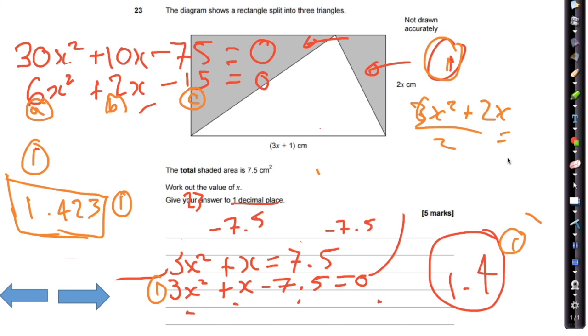That gave you your first mark. So 3x squared plus x gave you your first mark, as long as you said that equals 7.5. Second mark, over here, quadratic equation, putting it into that. Third mark, putting into the quadratic formula, and the fourth mark for attempting to simplify the quadratic formula or getting 1.423, and the fifth mark was for 1.4, your answer.